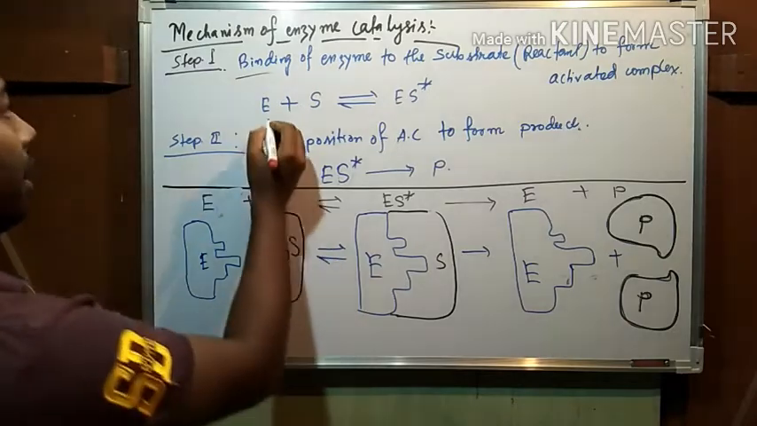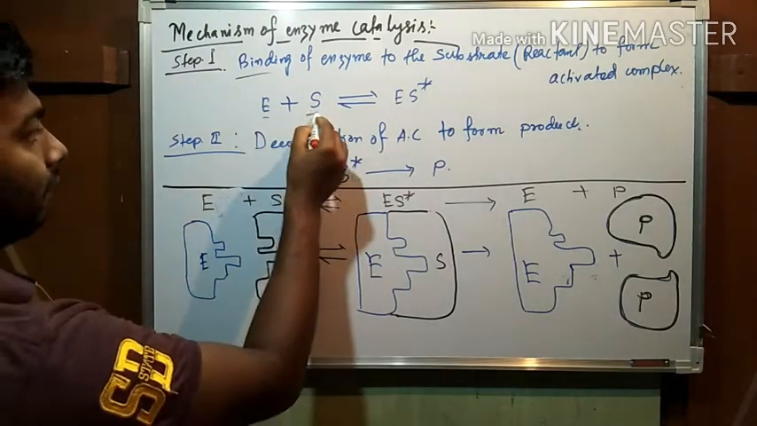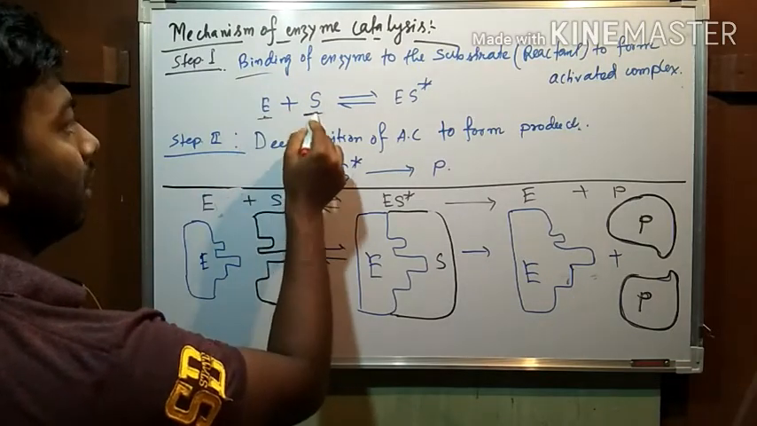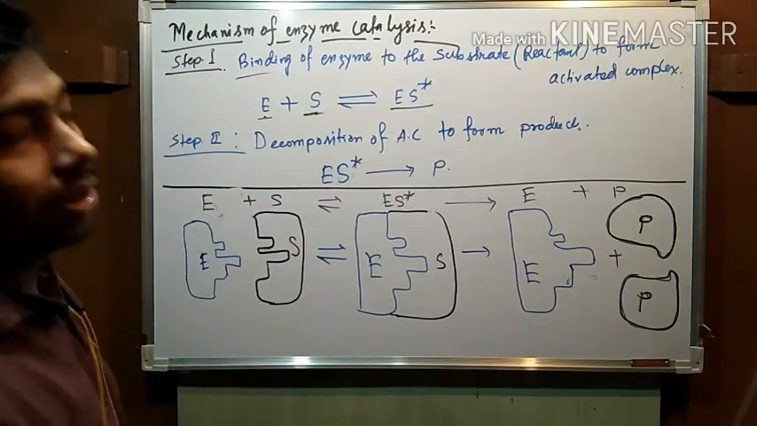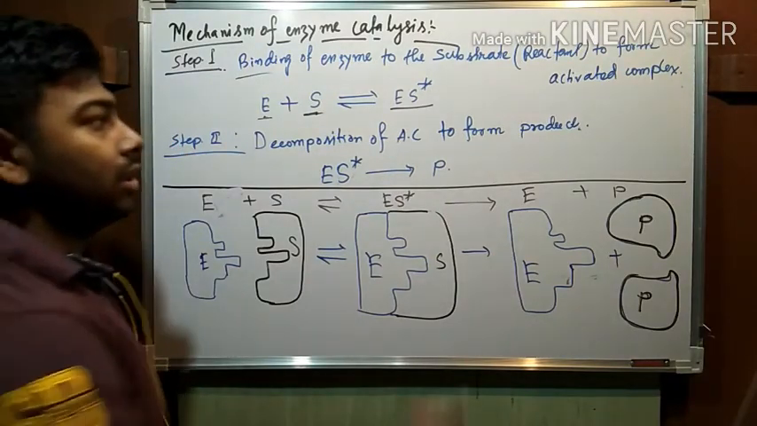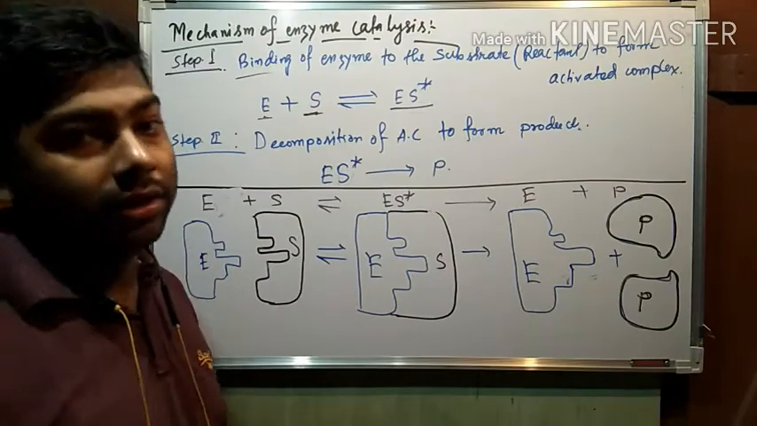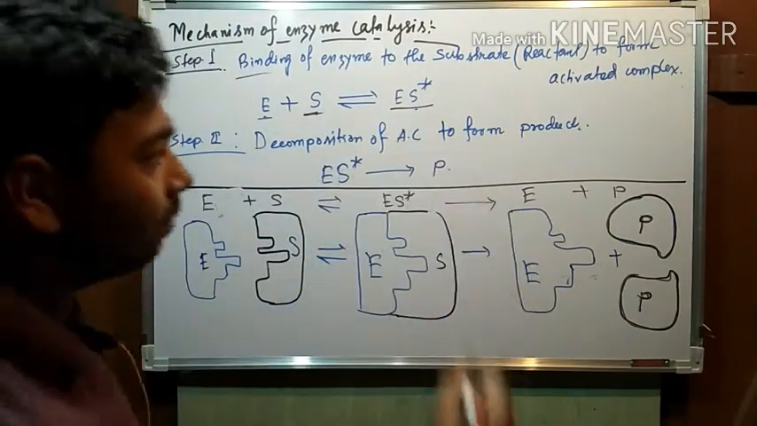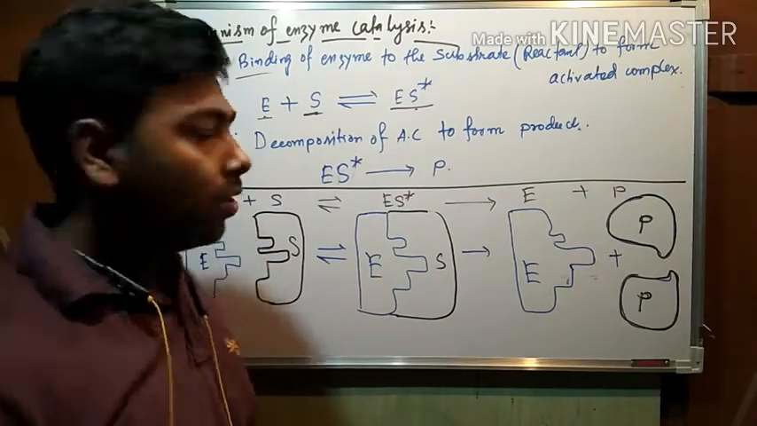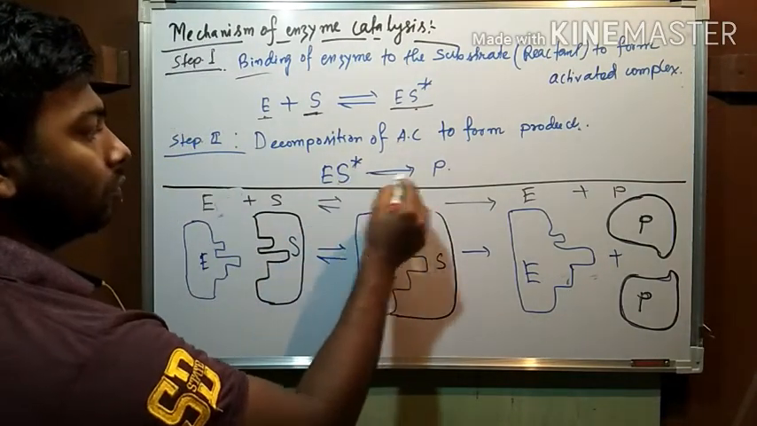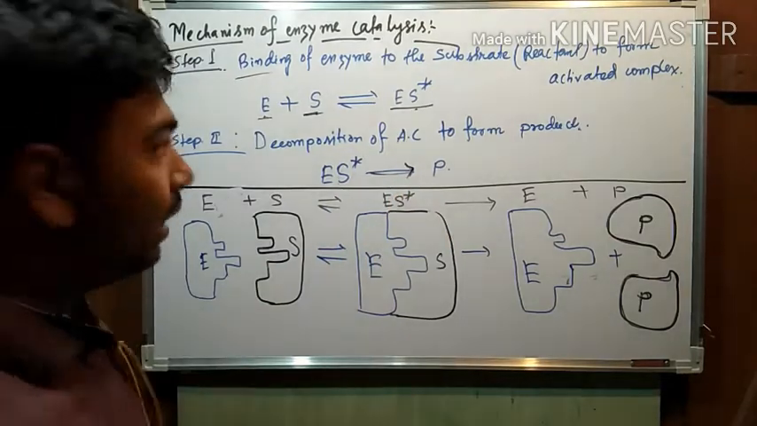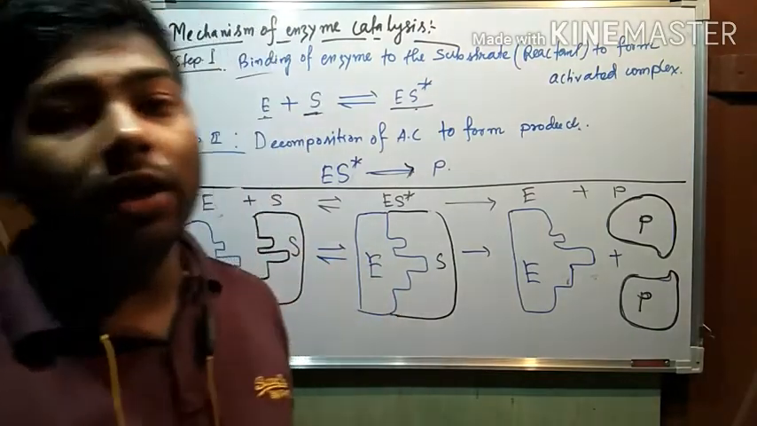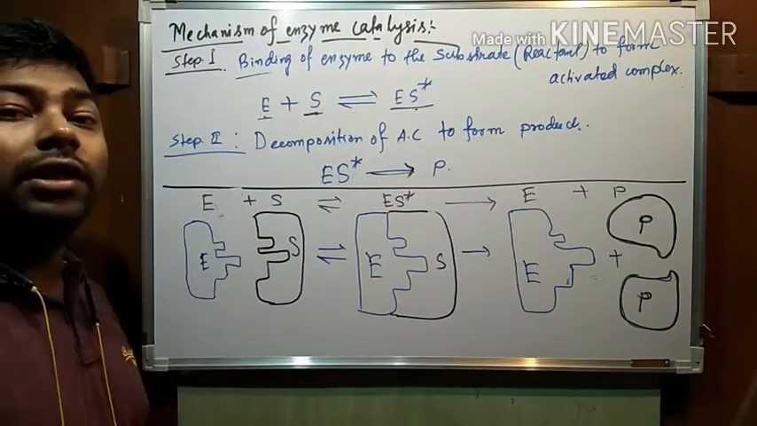Now see, E means the enzyme, S is the substrate, or you can say the reactants. When the enzyme binds with the substrate, it forms ES*. That means activated complex. Star means highly unstable and high energy. Now see, the second step, this activated complex decomposes to form product. The mechanism of enzyme catalysis is explained by a well-known theory known as lock and key theory.